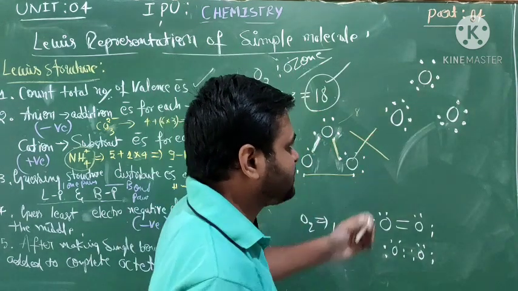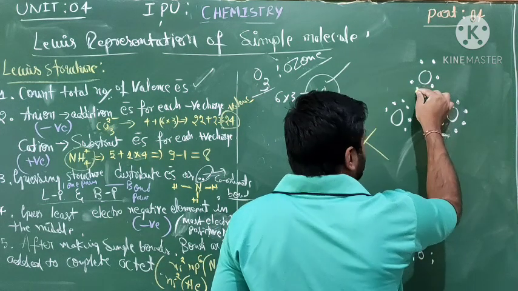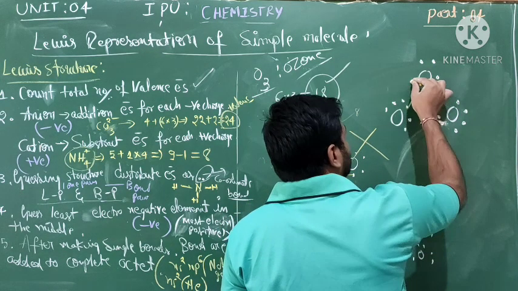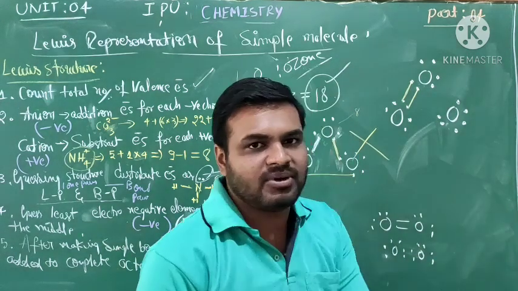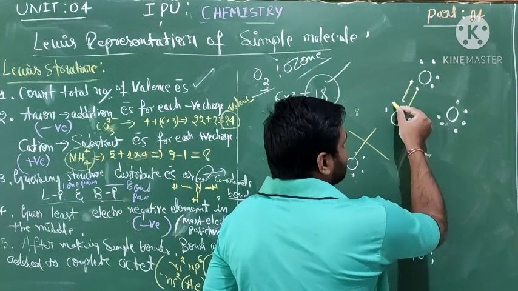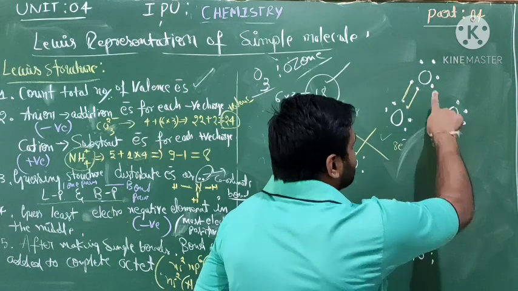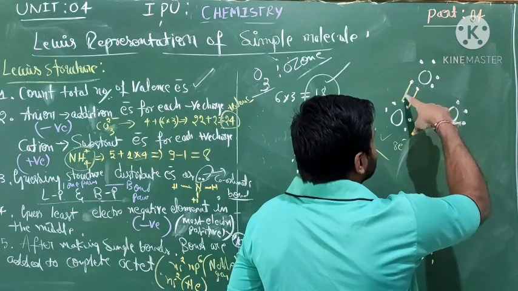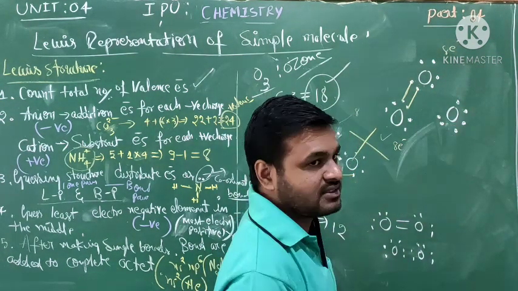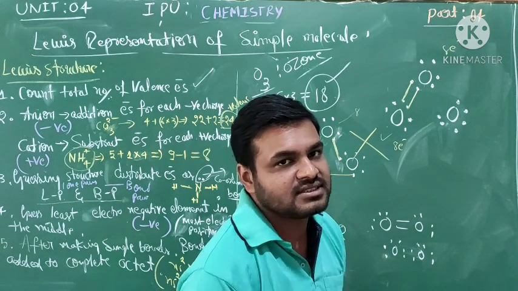Just concentrate here. Two sharing bond electrons means one electron from the oxygen is shared with the other oxygen to form a double bond. Now calculate: 1, 2, 3, 4, 5, 6, 7, 8. This is okay, 8 electrons. In this one also, 1, 2, 3, 4, 5, 6, 7, 8, 8 electrons. What about this one? This has 6 electrons. What is the condition of this? Its 6 electrons are not complete to 8 electrons.